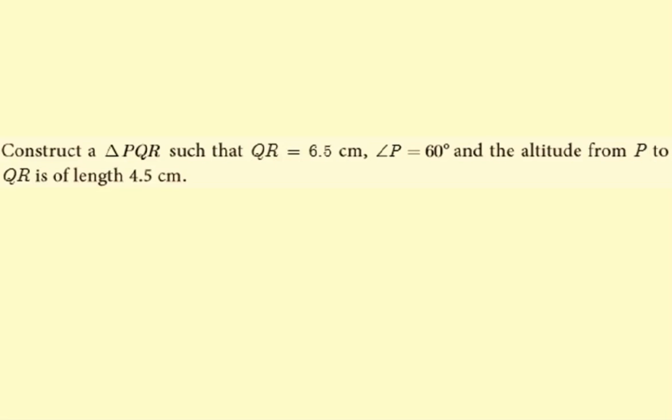So we are given the altitude. They have given the length of the altitude here. In a previous sum we had to find the length of the altitude. Here they have given the altitude from P to QR as 4.5 centimeter, the base QR as 6.5 centimeter, and the angle P as 60 degree. With the help of these measurements we are going to construct our triangle PQR. Okay, now we move on to the sum.